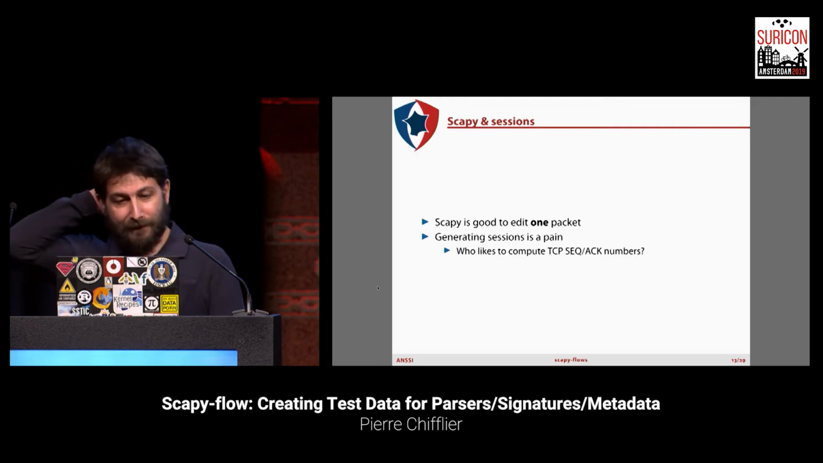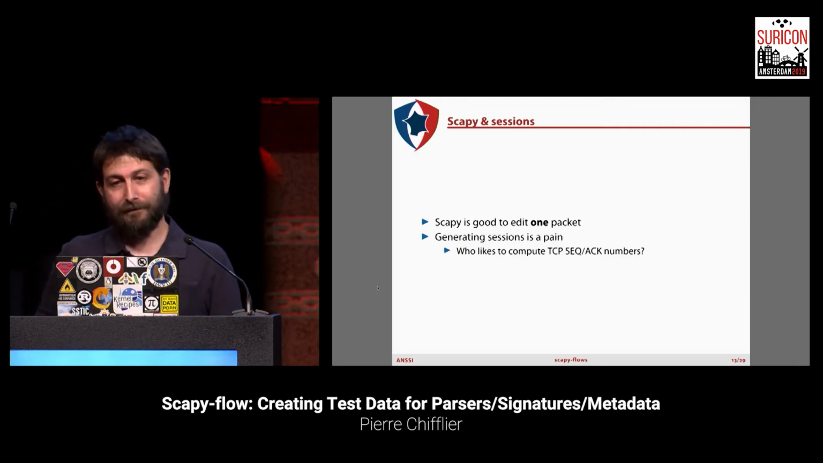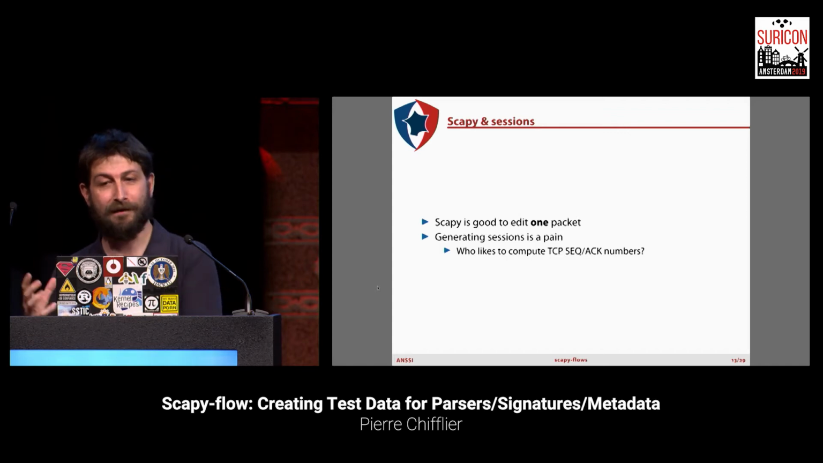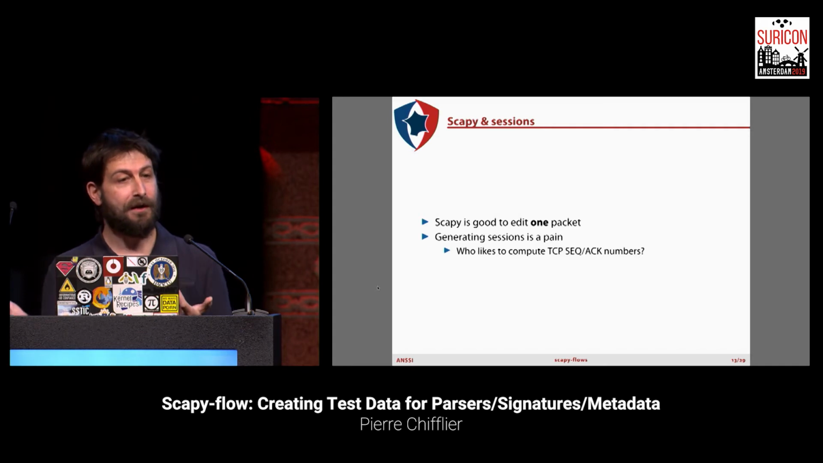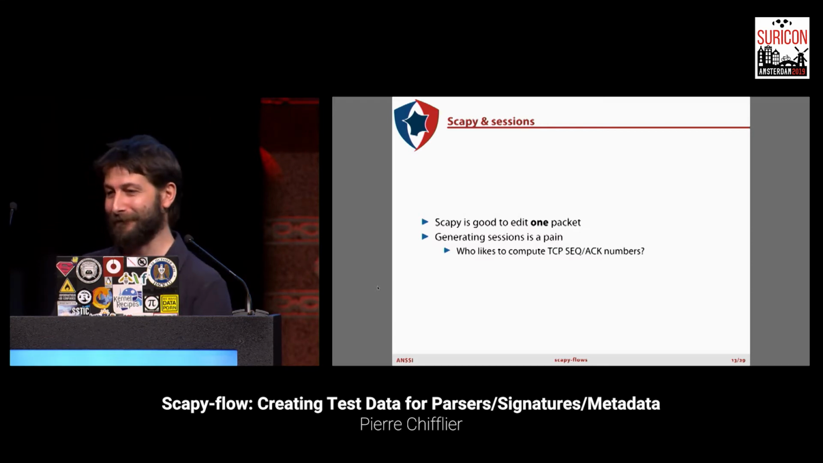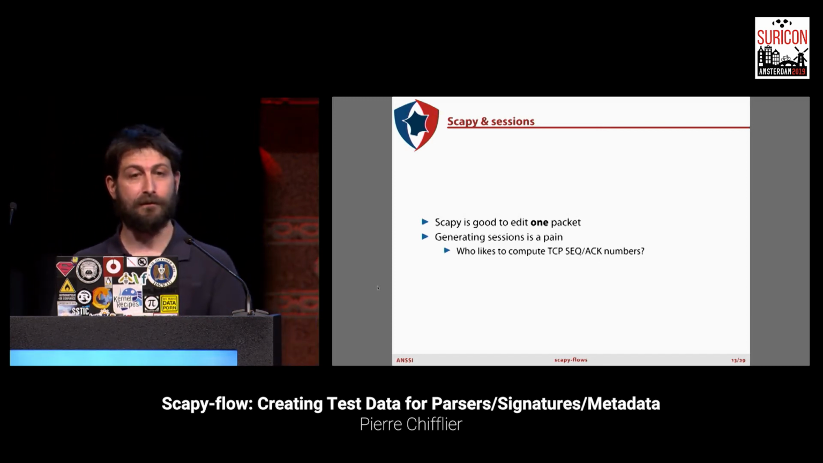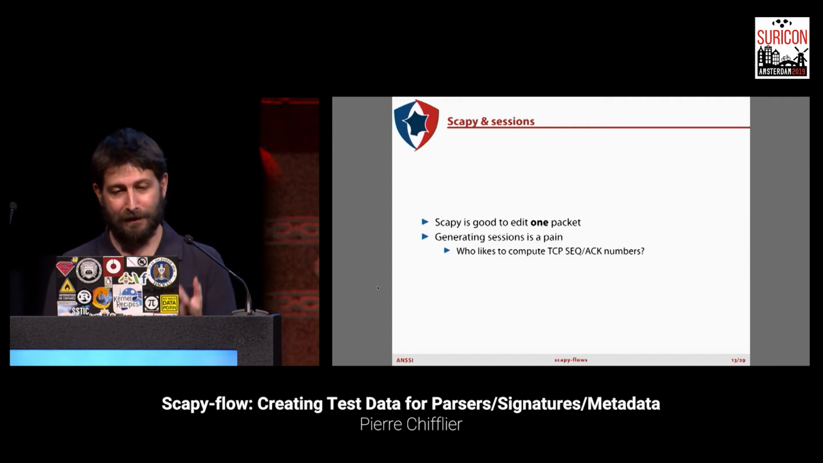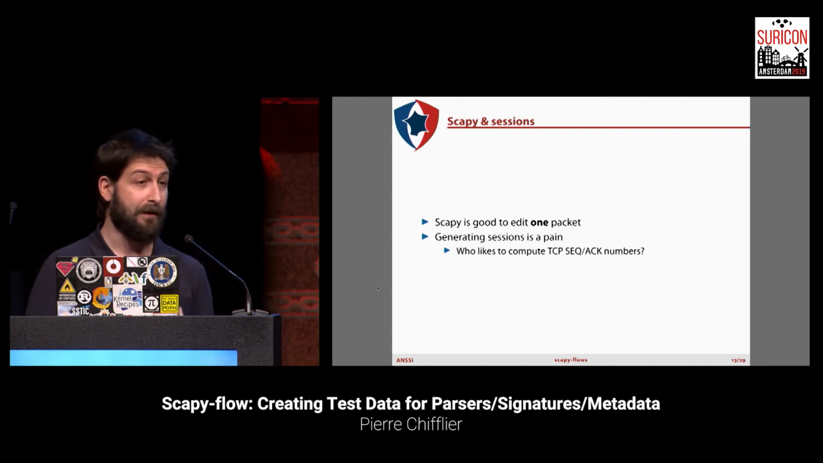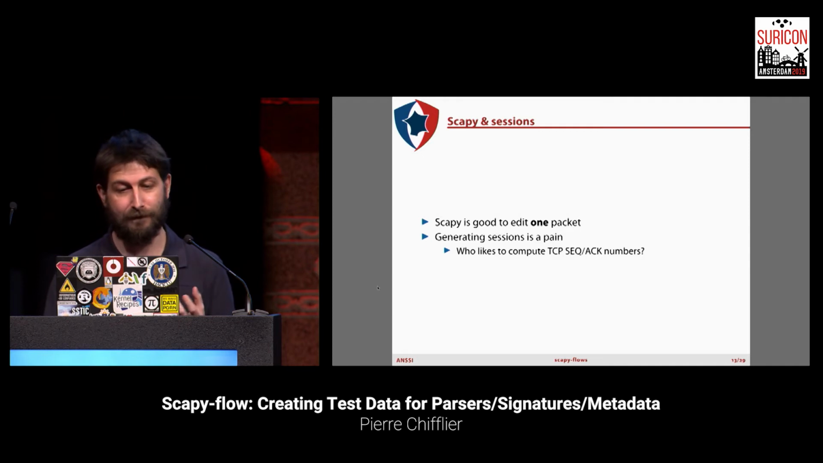The problem is Scapy is very good to manipulate one packet at a time. But when you want complete communications, you have to forge every single packet. So if you know TCP, who likes to compute TCP sequence and acknowledgment numbers, right? That's really an interesting game. And then the same for protocols with cryptography and so on. So generating stuff with Scapy is really good if you have one packet to modify, but if you want to generate a complete session, it's really a pain.